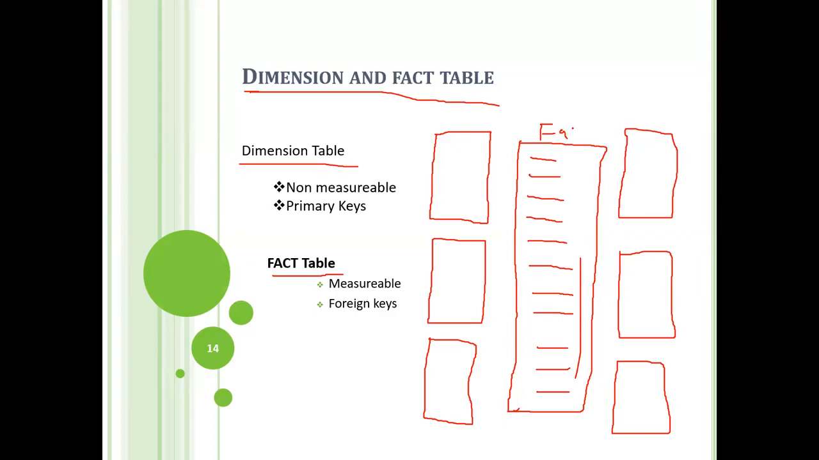Fact table will have the transactional data. So always fact table will have transactional data. All the keys from this table will be connected to the key values from this table. So this is a foreign key, primary key relationship.